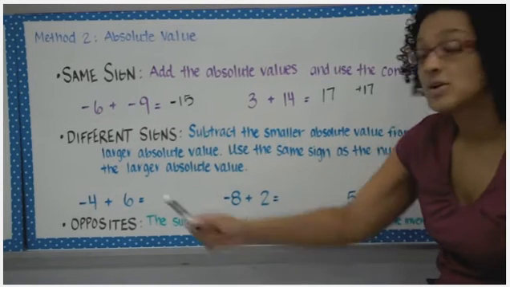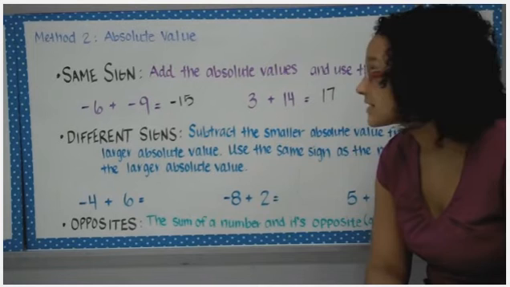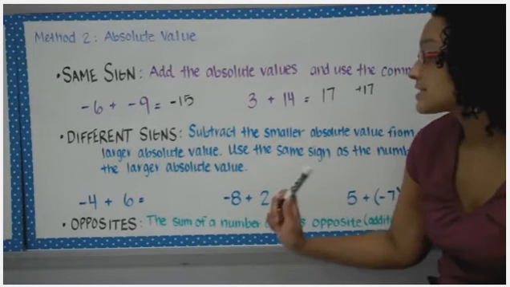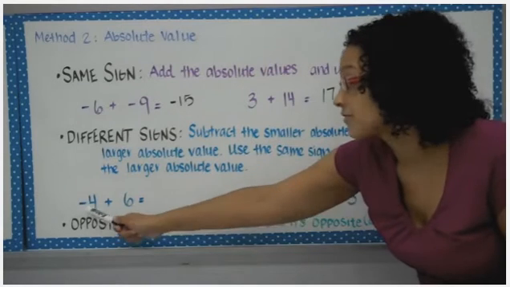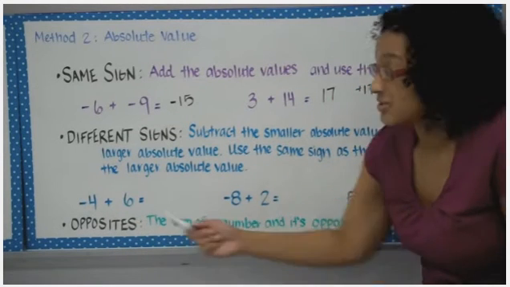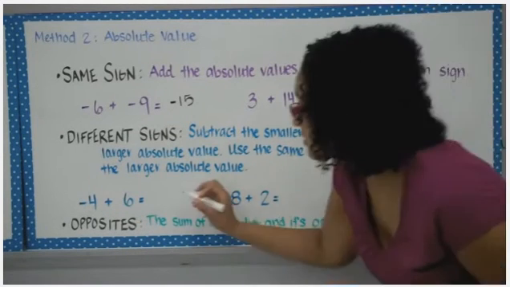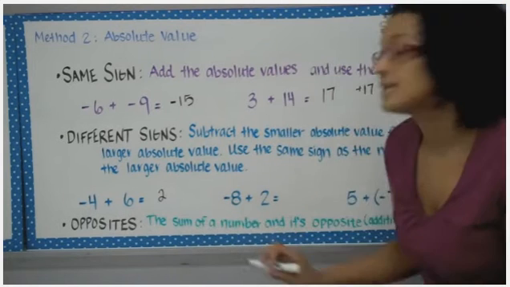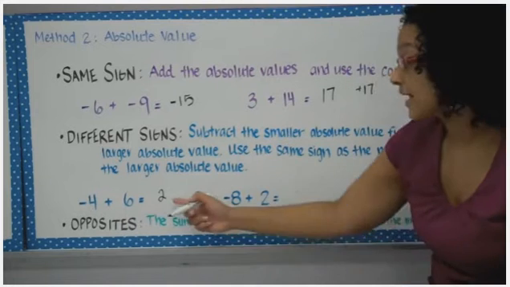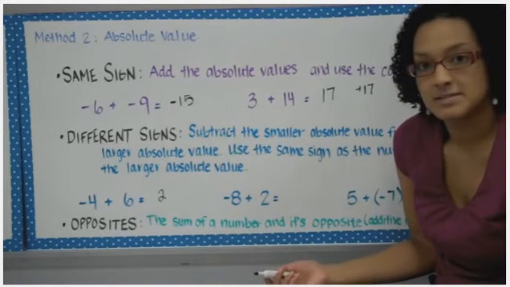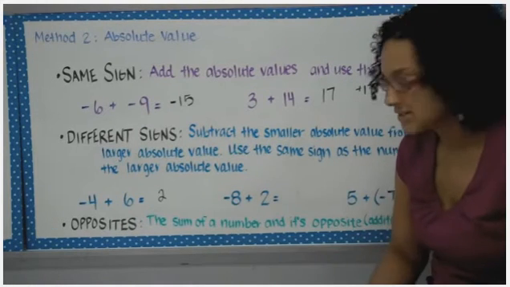For the first one, we've got negative 4 plus 6. I'm going to subtract the smaller absolute value from the larger. So our absolute values are 4 and 6. Well, 6 minus 4 is 2, so I know I'm going to have a 2 in here. The greater absolute value is 6, and 6 is positive. So my answer is going to be positive. There were more positives to start with, so my answer is going to stay positive.